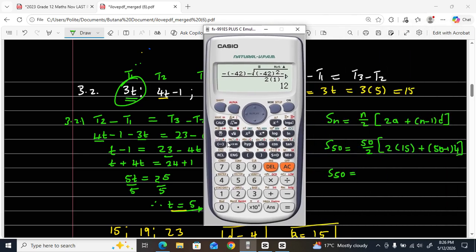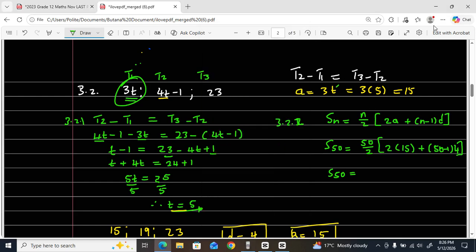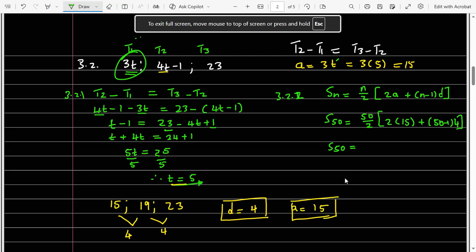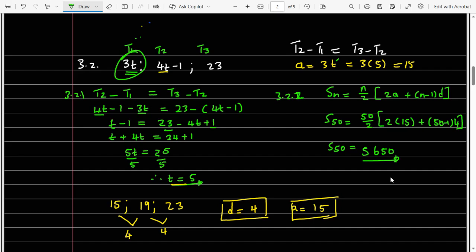So this will be 50 over 2, which is 25. And then inside the bracket, we have 2 times 15. Then we add 50 minus 1, that's 49. Close the bracket. This is multiplied by 4. And close the bracket. What is that equal to? 5,650. So the sum of 50 terms is 5,650. And that's your answer.